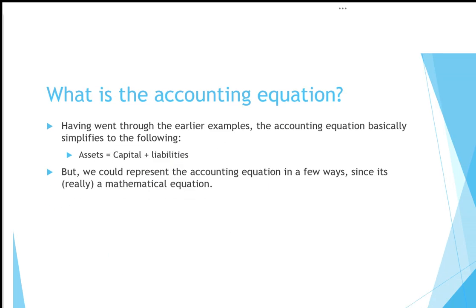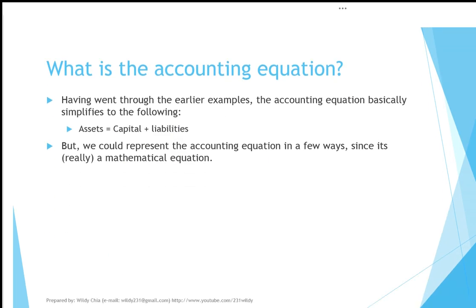So from these three examples, you have realized that there is a very simple equation that we have verified and covered. That is the equation that says whatever assets are in the business must be equal to whatever capital is provided by the owner plus whatever money is owed by the business. Liabilities refers to anything owed by the business. It can be for a loan, it can be maybe goods that were unpaid.